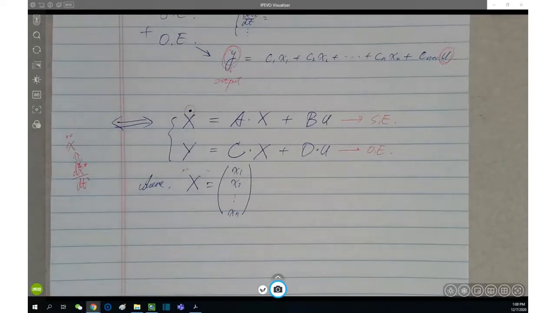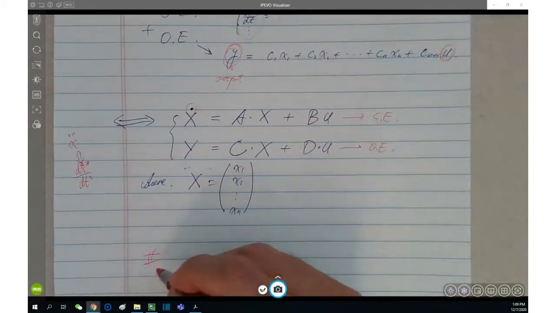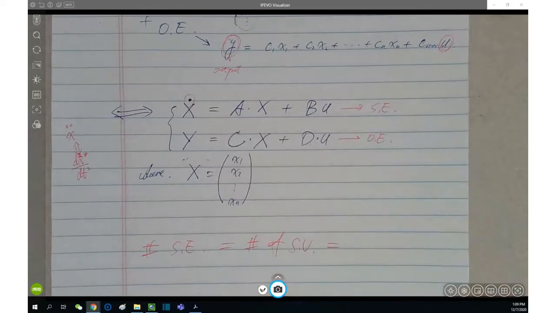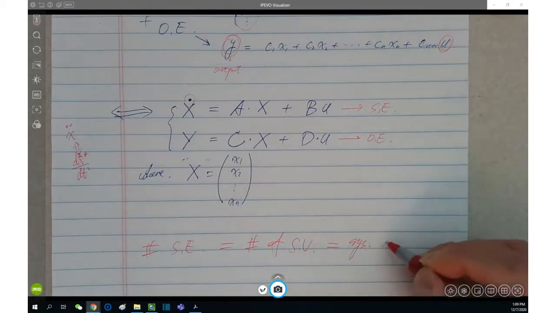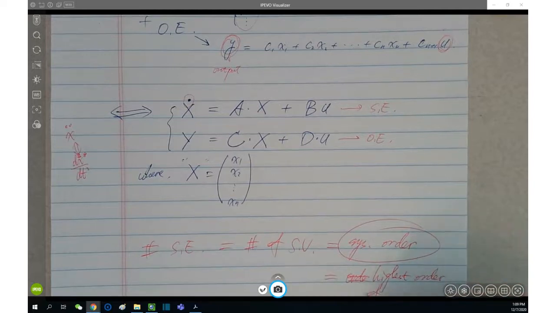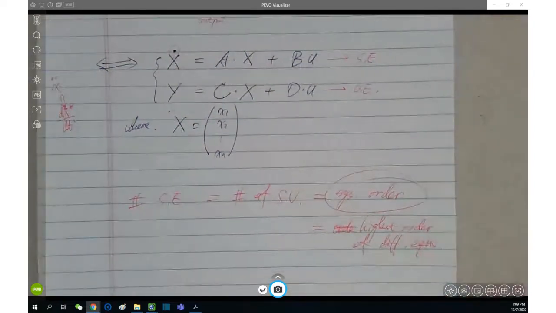Another thing you need to be very clear on is how many state equations there are. The number of state equations equals what? The number of state variables. And both numbers are determined by whom? Anyone remember? How can you tell how many state variables? Very good, the system order. And further, the system order is also equal to what? The highest order of the differential equation of the system.